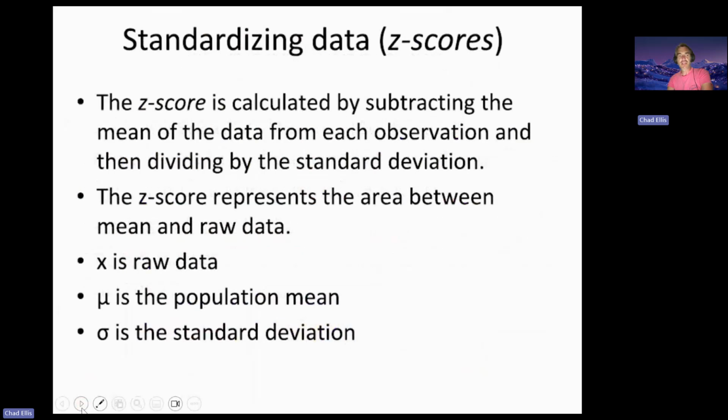So how do we calculate this z-score? Well, here's the formula that we're going to be using throughout the rest of this lecture. Our z-score, z here, is determined by the raw data value, in this case x, subtracting from that the mean, the population mean, and then dividing that by the standard deviation.